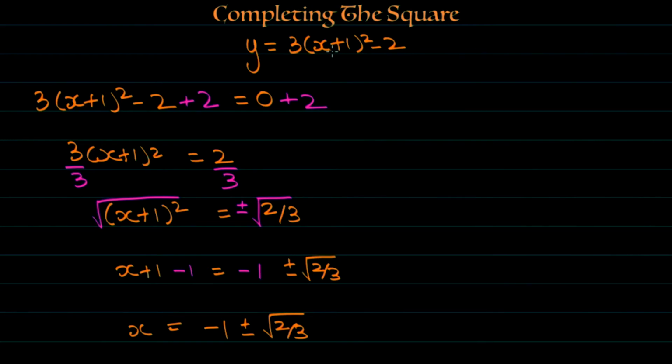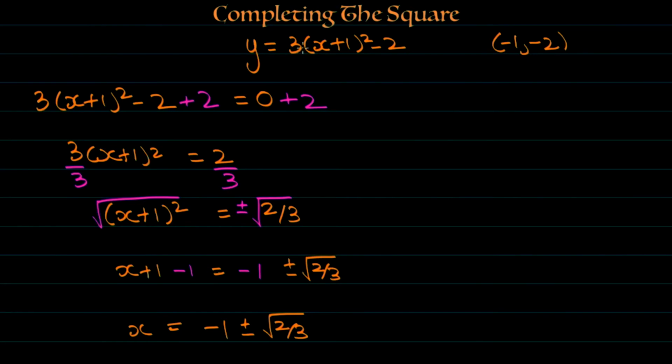A second thing that we can do once we've completed the square is read off the coordinates of the turning point of this equation just at a glance, and I can see that they are minus 1, minus 2. The x coordinate of the turning point is always the negative of this value inside of the brackets, and the y coordinate is always the value outside of the brackets over here. So let's think about why this is the case.